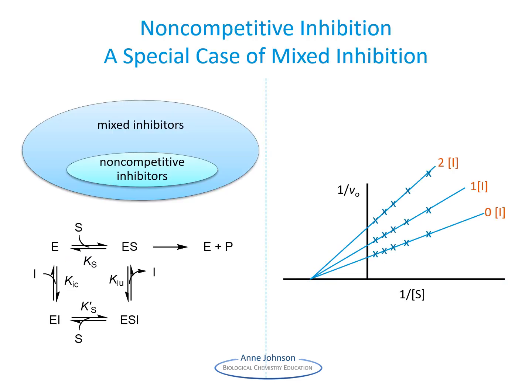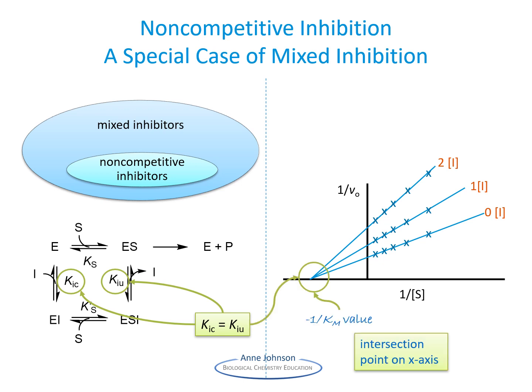If you are wondering, isn't there another type of reversible inhibitors, the non-competitive ones? The answer is not really. Technically, this is a subset of mixed inhibition that occurs only in the special case of KIC being equal to KIU, resulting in an intersection point directly on the x-axis. The KIC and KIU terms are determined as for other mixed inhibitors.